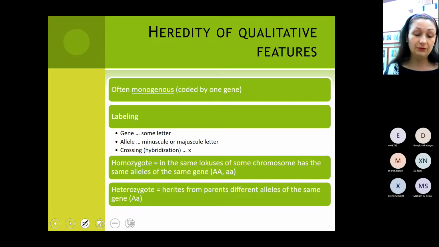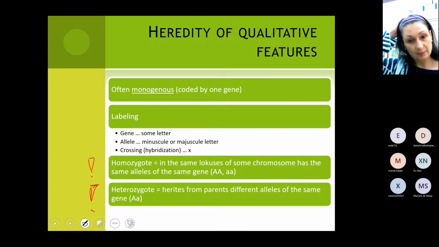How the feature is created. Usually it's not just one gene and one feature. Usually the feature is provided by more genes together, by the cooperation of more than one gene. Also, I already mentioned what is homozygote and heterozygote, so just to remind you: homozygote contains the same alleles of one gene, the same one from the father and mother, and heterozygote contains a different one, different from father, different from mother.